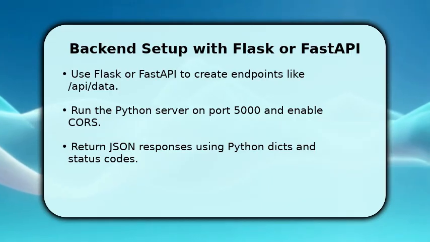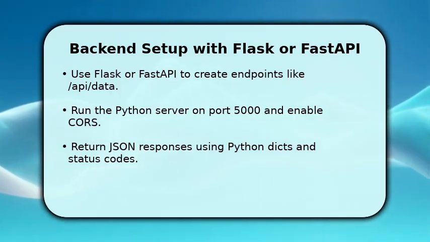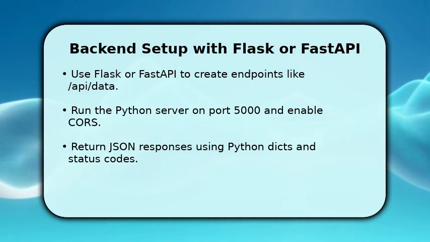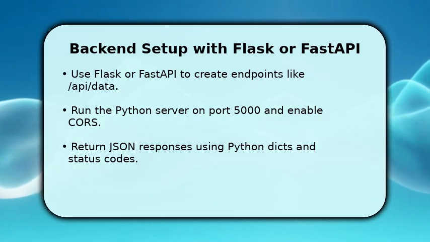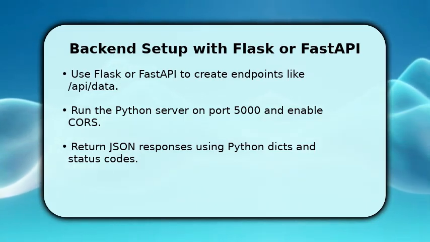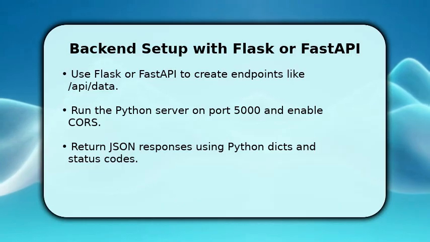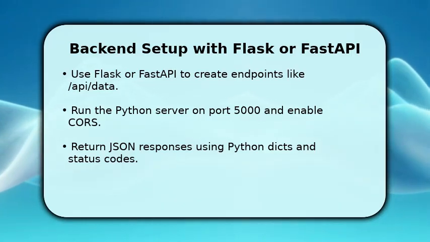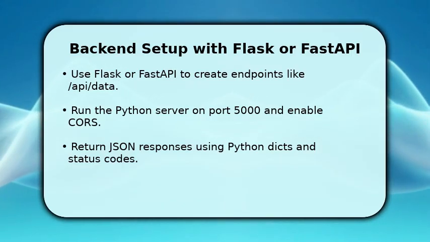Enable CORS for requests from localhost 3000 so the browser accepts API responses. Use Pydantic or Marshmallow for data validation in FastAPI or Flask, respectively. Test your endpoints with curl and confirm responses are valid JSON and include appropriate headers.